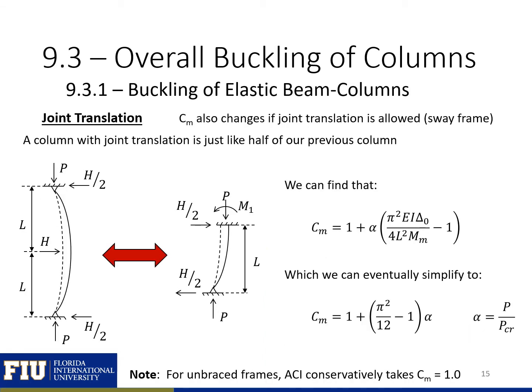Our Cm is also going to change if we allow joint translation, which happens in sway frames versus braced frames. So if we allow joint translation, it's just like looking at half of our previous column. So half of our previous column here. We can use this as a starting point to derive a new Cm, which we can simplify to this Cm here. And ACI conservatively takes Cm equal to 1.0 for our sway frames. So that'll simplify our calculations a bit.